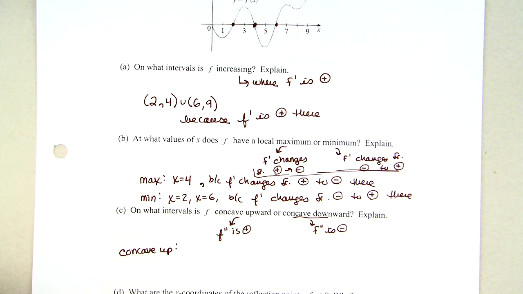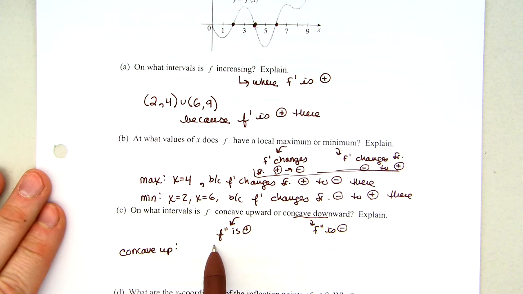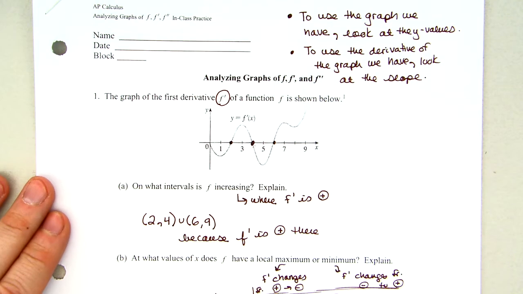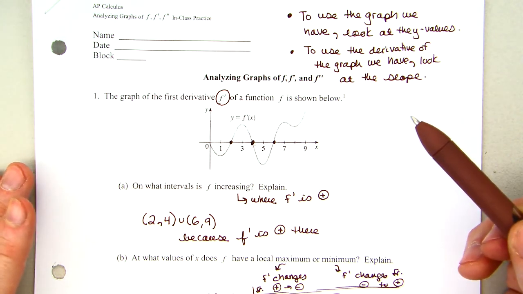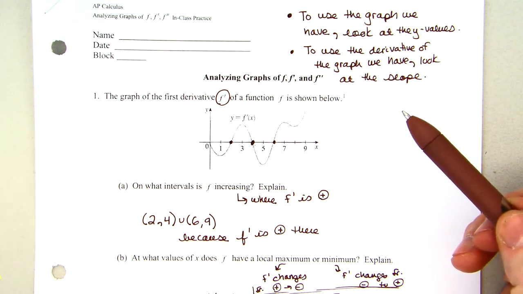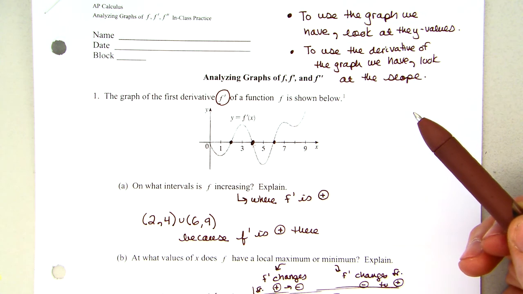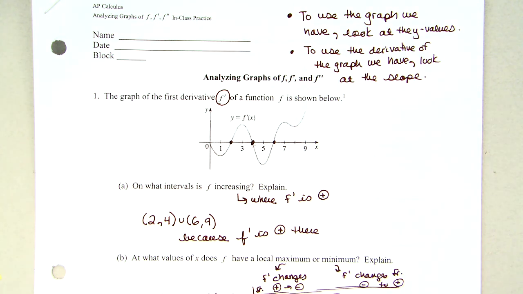Now, give me a moment to write. I want to know where f double prime is positive. That'll be the concave up part. This is the graph of f. I want to know about f double prime. If you have f and want to know about f double prime, its derivative, what are you looking at? The y values or something different?